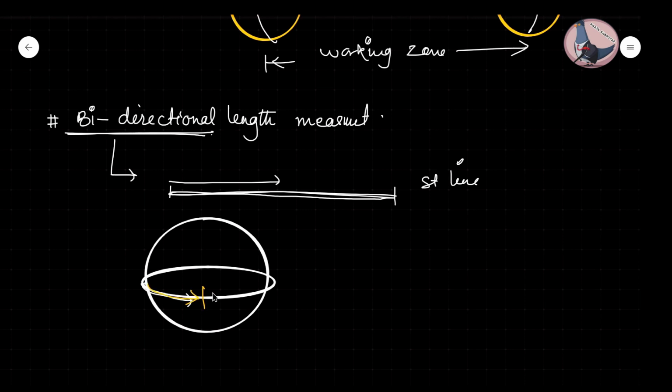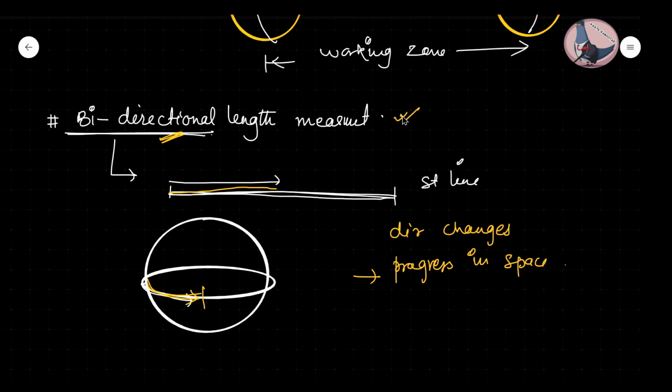So along a curve, two things change. First, the direction changes, and then you progress in space. So there are two parameters which change. One is the increment in length, which is the progression in space, and then there is the change in direction. So such bidirectional length measurements are to be done.